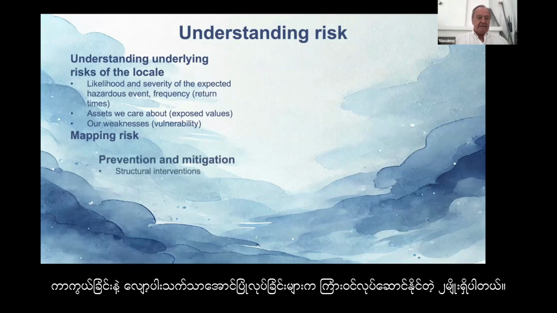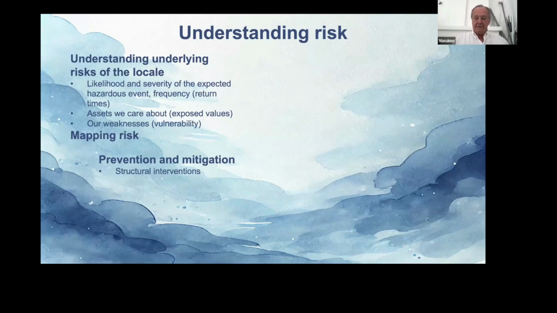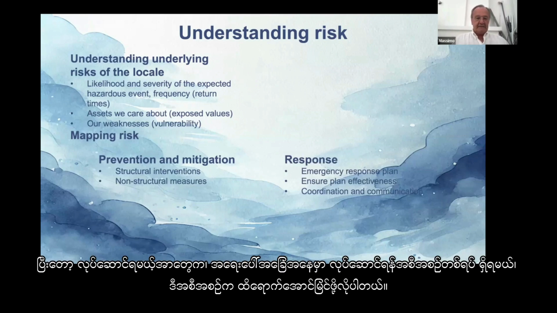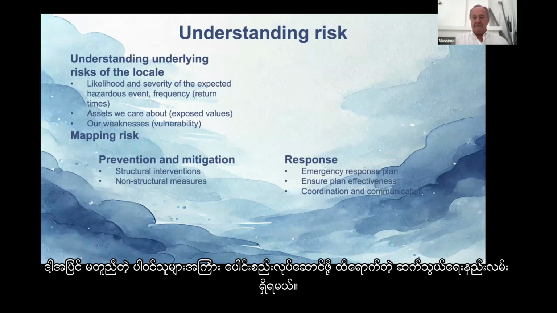And prevention and mitigation implies 2 types of intervention. Structural, that means engineering intervention in the case of climatic risk, and non-structural intervention, everything that applies to our behavior. Then things to do: having a plan for how to behave during an emergency, ensuring that the plan is effective, and to have an effective way of coordinated communication among different actors.